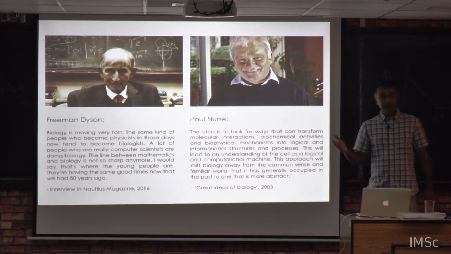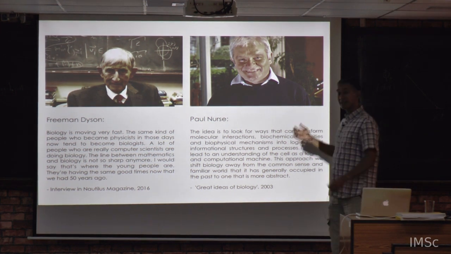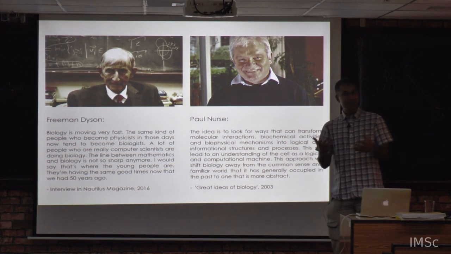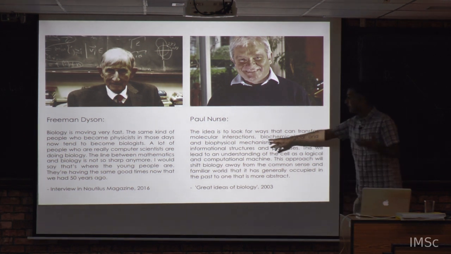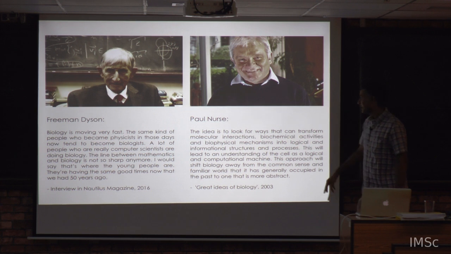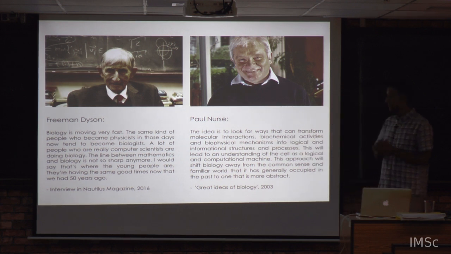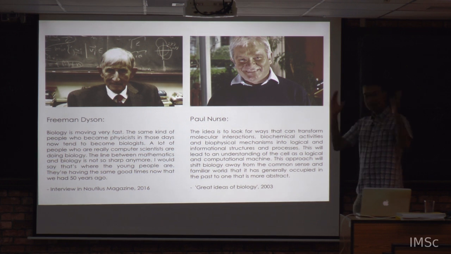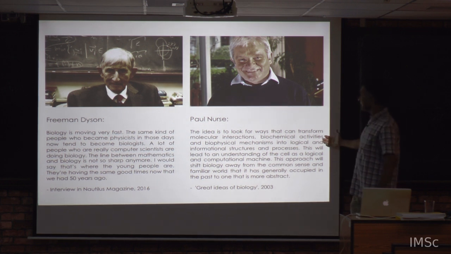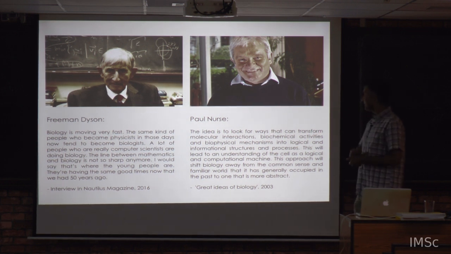Paul Nurse is a biologist. Freeman Dyson is a physicist, right? Paul Nurse is an actual biologist. He's a Nobel Prize winning biologist, right? So he says the idea is to look for ways that can transform all this detailed mess, molecular interactions, biochemical activities, biophysical mechanisms, into logical informational structures and processes, right? So he's talking about abstraction. This will lead to the understanding of a cell as a computational machine.